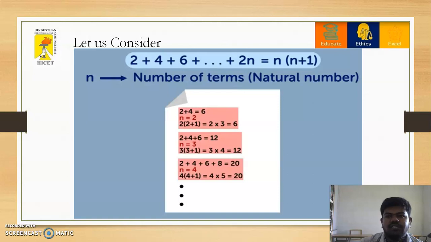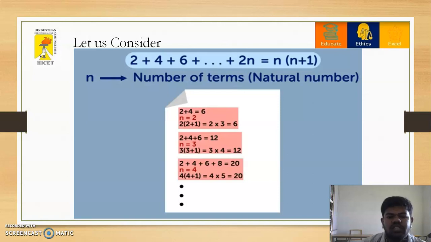For that, let us consider an example. 2 plus 4 plus 6 plus etc. plus 2n is equal to n into n plus 1. Here we are considering a series, the sum of the first n positive even integers, with n a natural number. We need to prove this statement is true for n equal to 1, n equal to 2, n equal to 3 and so on.